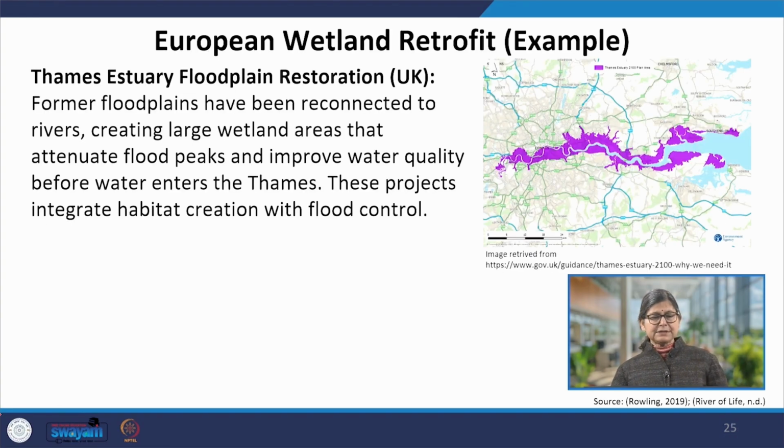Case examples, European wetland retrofit example, Thames estuary floodplain restoration in UK. Former floodplains have been reconnected to the rivers, creating large wetland areas that attenuate flood peaks and improve water quality before the water enters the Thames. And these projects integrate habitat creation with flood control.